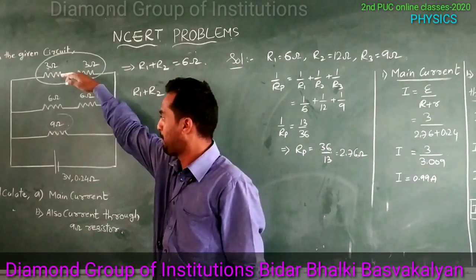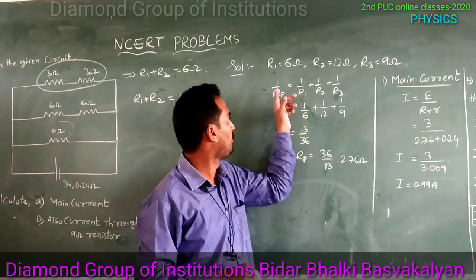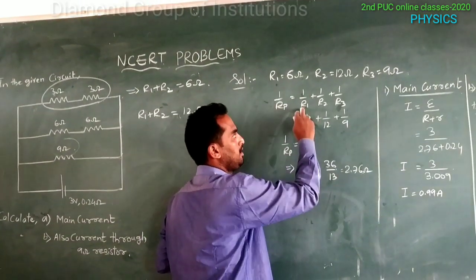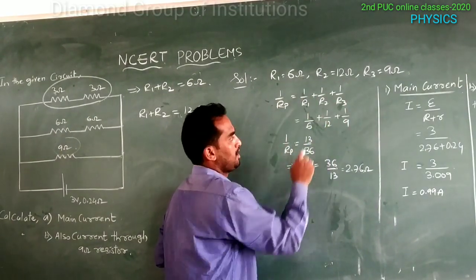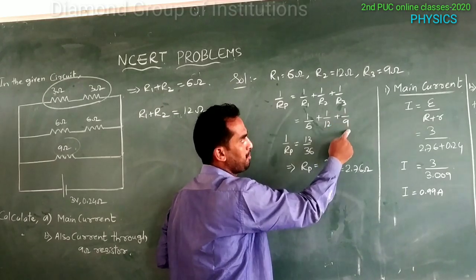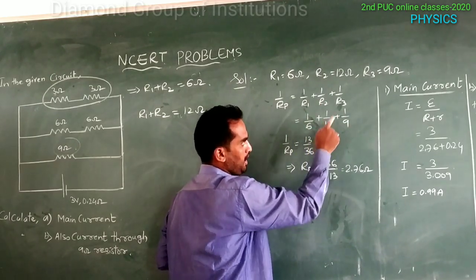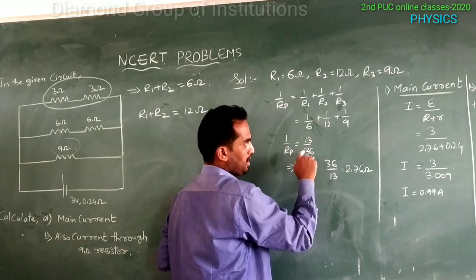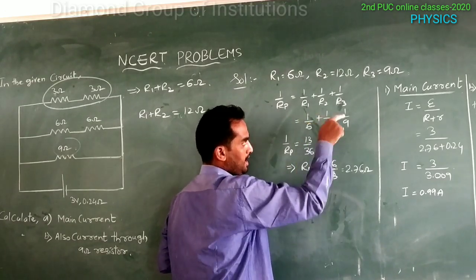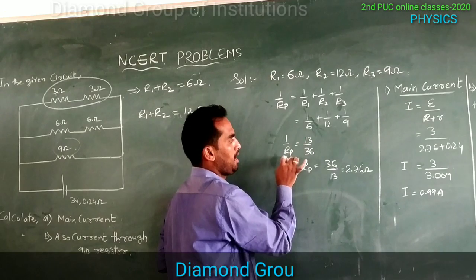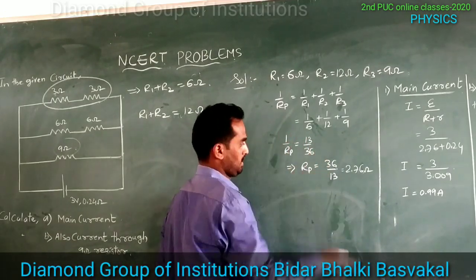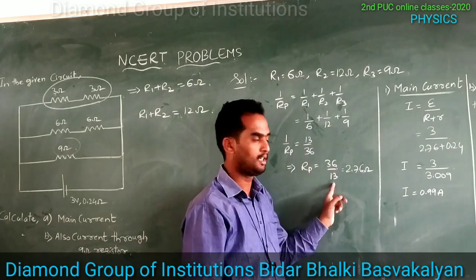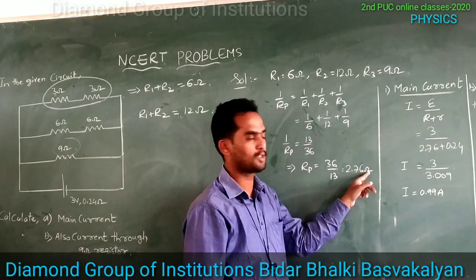That means this is a parallel combination. So 1 by Rp equal to, what is the formula of parallel combination? 1 by Rp equal to 1 by R1 plus 1 by R2 plus 1 by R3. So 1 by 6 plus 1 by 12 plus 1 by 9. If you do this simplification and take LCM, we get 36. If you make the addition, we get 1 by Rp equal to 13 by 36. Taking the reverse, Rp becomes 36 divided by 13, that is approximately 2.76 ohm.